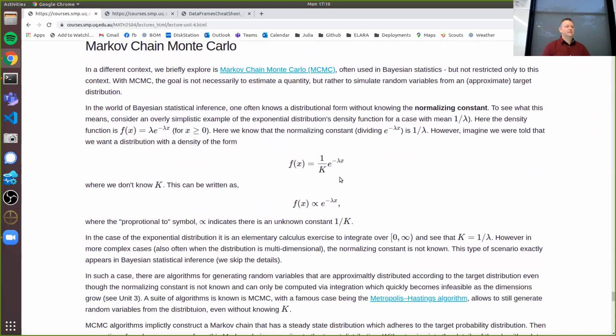Generally, probably the most important class of these things are Markov Chain Monte Carlo methods, okay? So these are often used in Bayesian statistics, but also physics and a variety of other subjects.